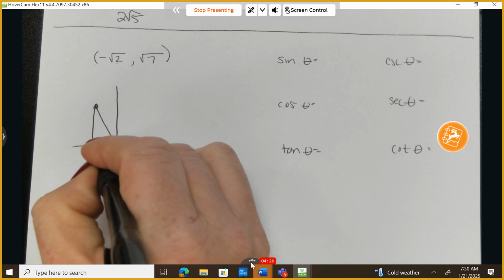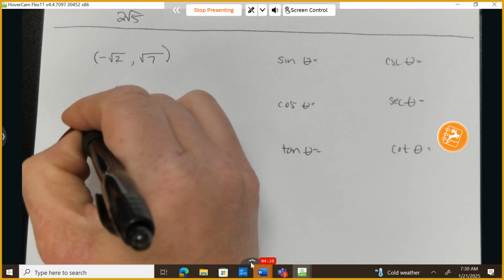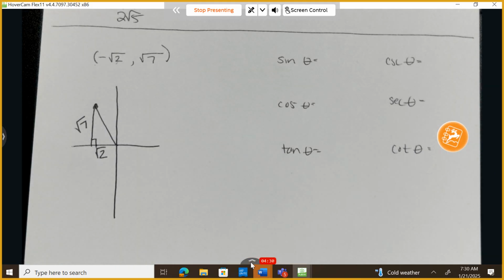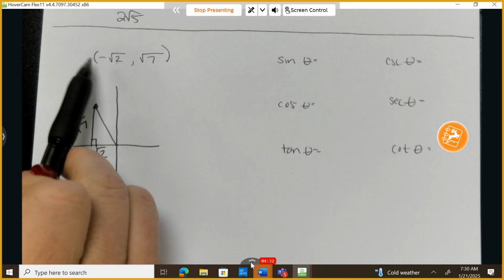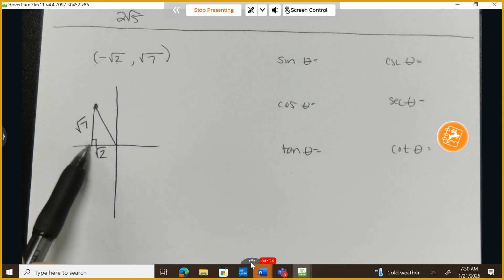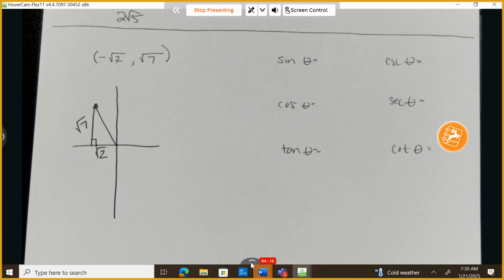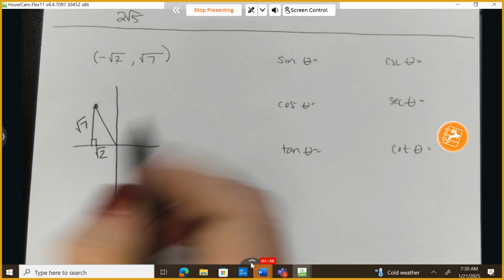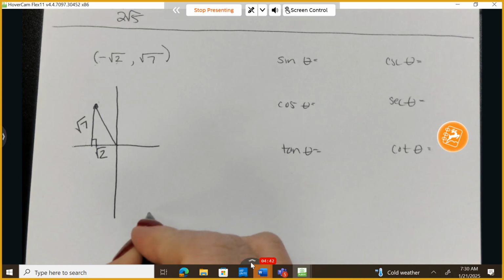This is a distance of the square root of 2, and this is a distance of the square root of 7. We don't write a negative distance. That's why we don't incorporate this negative sign with the square root of 2 when we are actually measuring the lengths of 2 of the 3 sides of the triangle. How do I figure out this third side? I'm going to use the Pythagorean theorem.